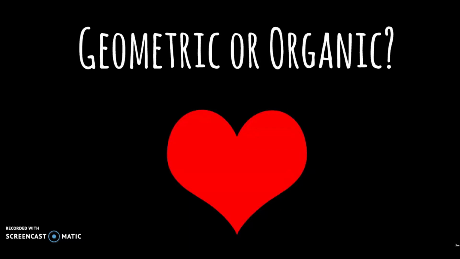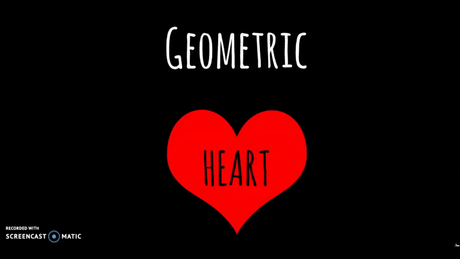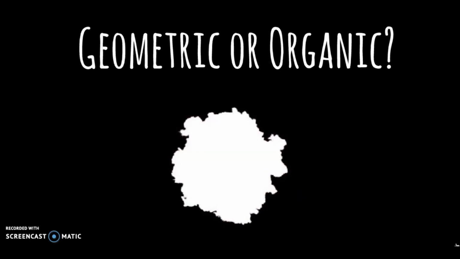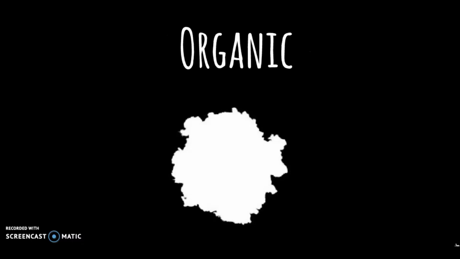What about this shape? Is this shape geometric or organic? If you said geometric, you're right again. This is the heart. And finally, is this shape geometric or organic? If you said organic, you're right. This shape is organic because it is irregular and free form, and it does not have a mathematical name.